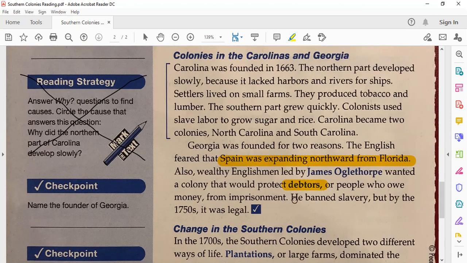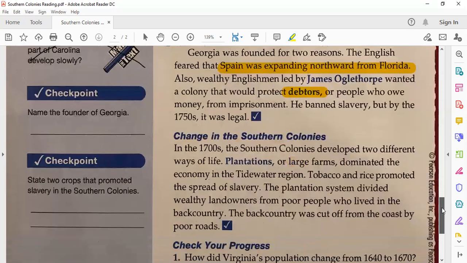And the interesting thing about Georgia is that there was no slavery allowed. And it's part of the reason why Georgia had a very low population, because slavery was illegal. You could not bring slave labor into the colony, and it was not allowed to be practiced there until the 1750s, okay?